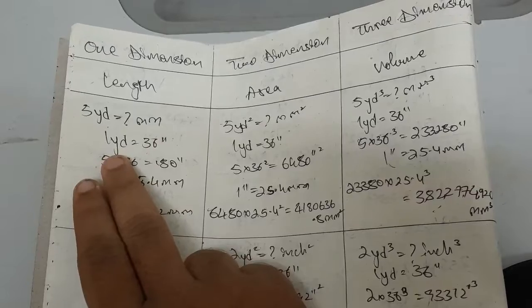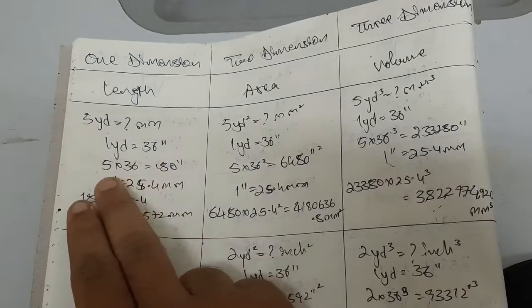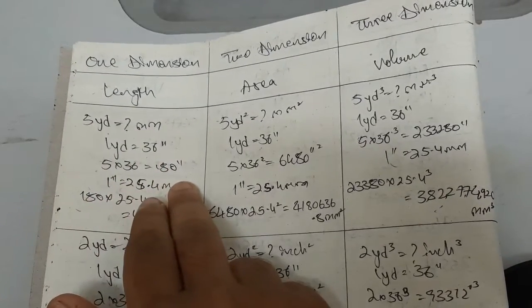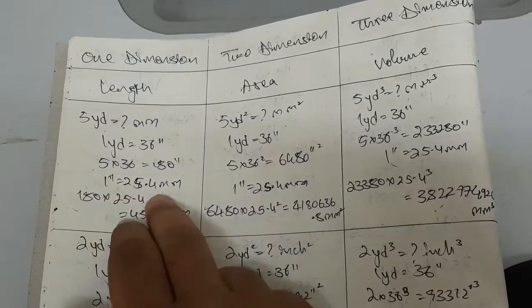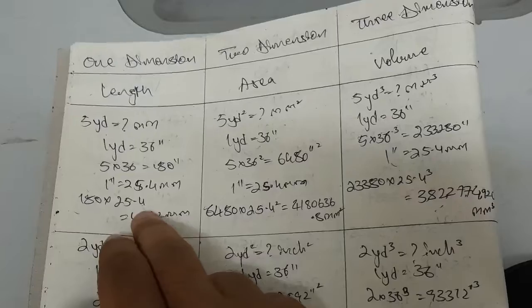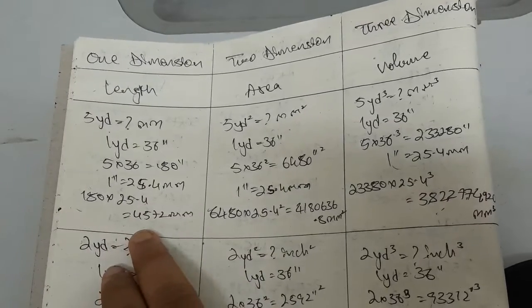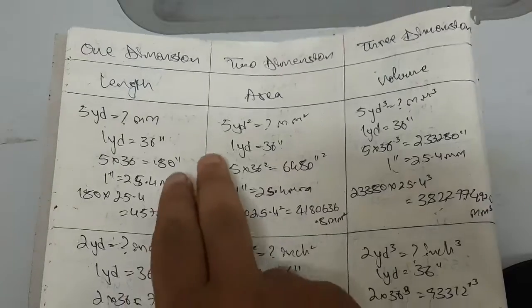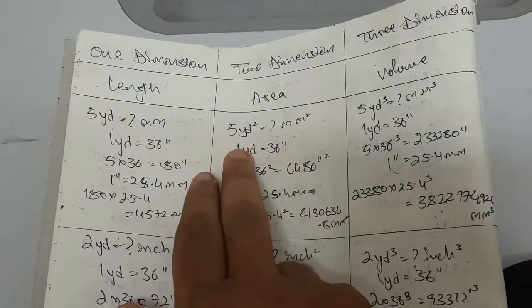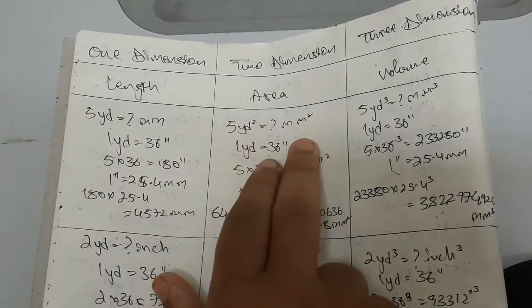Coming to our next problem, we have 5 yards is equal to how many mm? Since 1 yard is equal to 36 inches, 5 into 36 gives us 180 inches. Now 1 inch is equal to 25.4 mm, so 180 into 25.4 gives us 4572 mm.